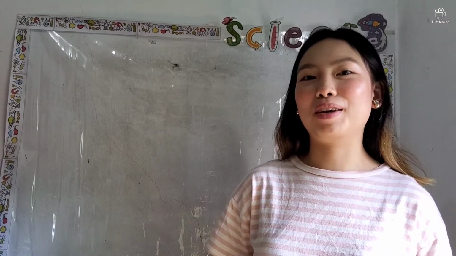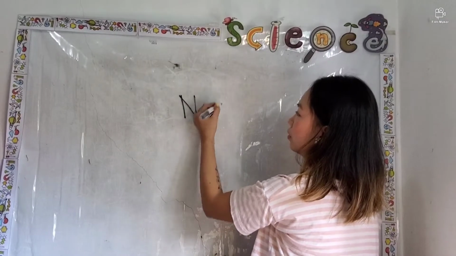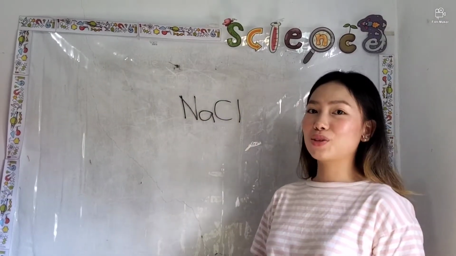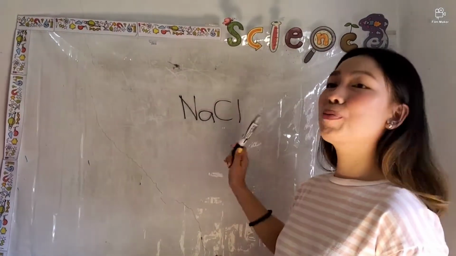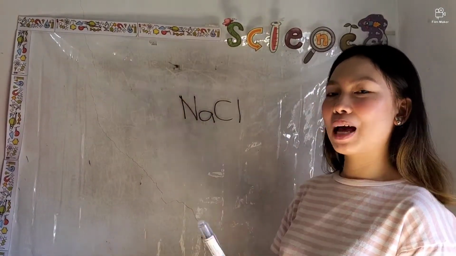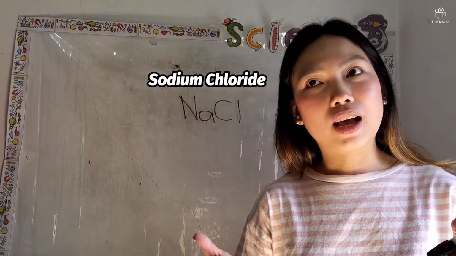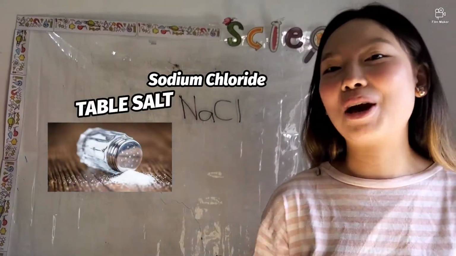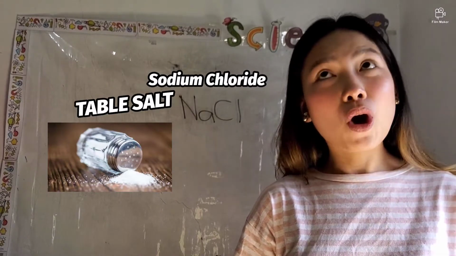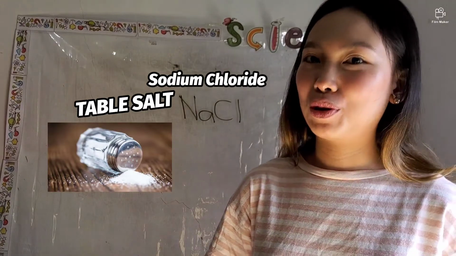Gumamit naman tayo ng ibang example ng compound or ng chemical bond. For example, meron tayong NaCl. So, NaCl is sodium chloride. It is composed of Na sodium and Cl chlorine. Na pinagsama, we call it sodium chloride. Take note or trivia, NaCl is also the table salt o asin na ginagamit natin sa bahay. So, ang ibig sabihin, ang chemical formula pala ng asin ay NaCl o sodium chloride.